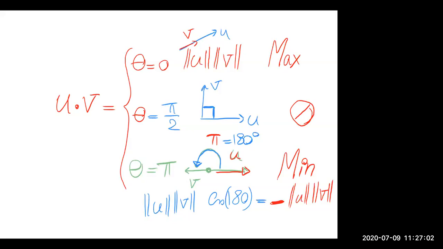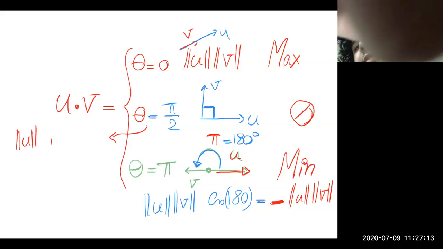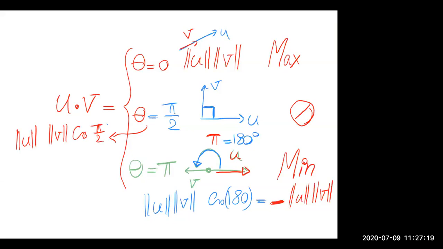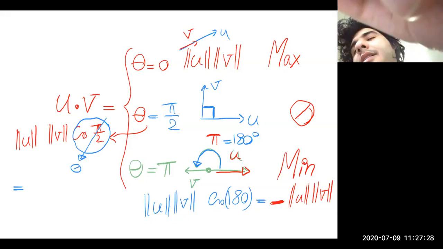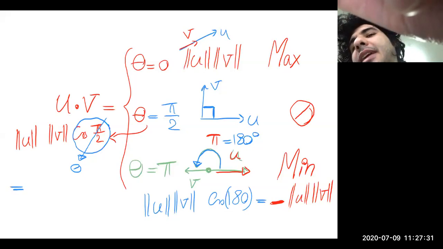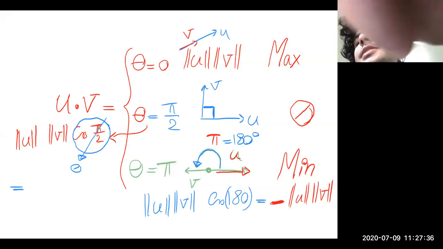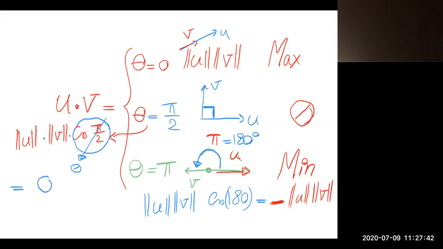I'm a little bit confused when you said if theta equals pi over 2, why did you say it's 0? Oh, because, well, what is the inner product? Inner product is length of u times length of v times cosine of pi over 2, right? Mm-hmm. But what is cosine of pi over 2? Cosine of pi over 2 is 0. So we have length of u times length of v times cosine of pi over 2, which is 0. If you look at the table, you would see that. So it's length of u times length of v times 0, but anything times 0 would be 0.